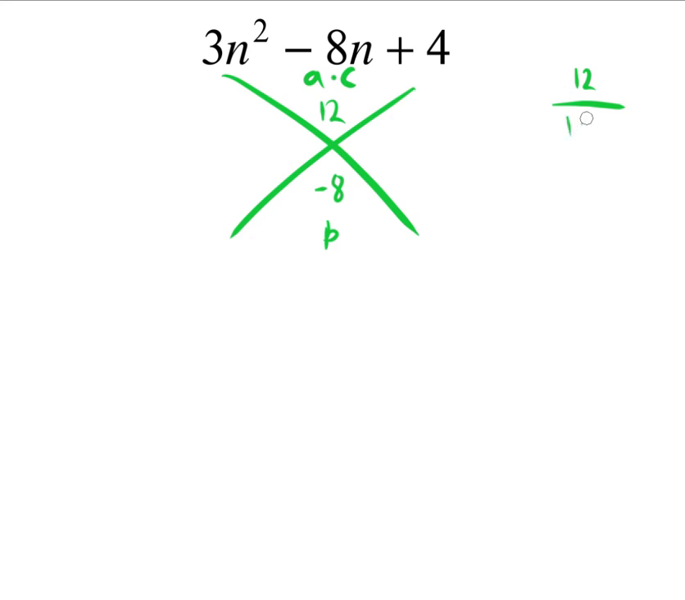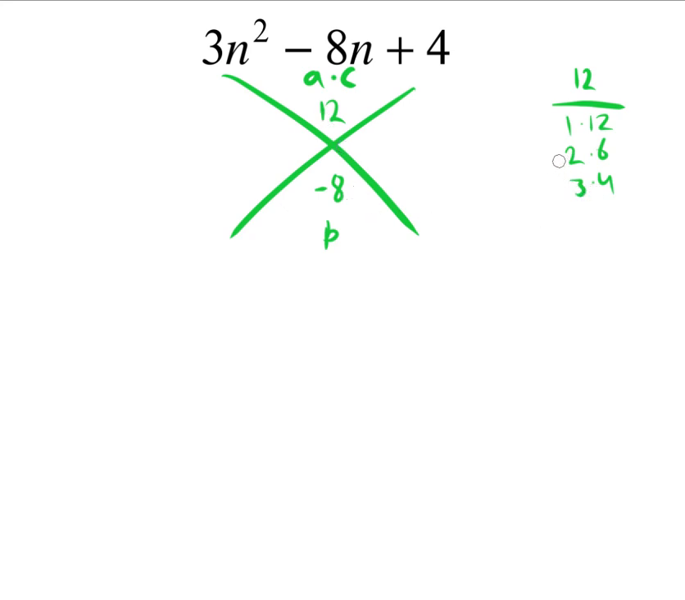12, I have 1 times 12. I have 2 times 6. I have 3 times 4. And you're looking and you're probably thinking to yourself, yeah, that's basically it. I mean, those are my options. Now, you're probably thinking to yourself, wait, I have a problem because I have to get this 12 here. I have to multiply to get 12, but I have to add to get negative 8.